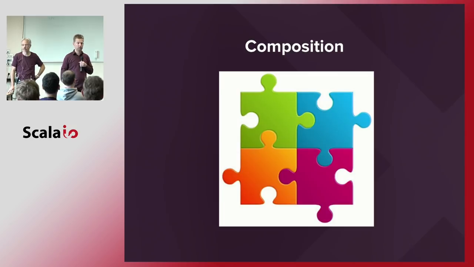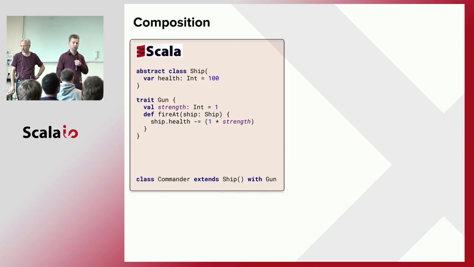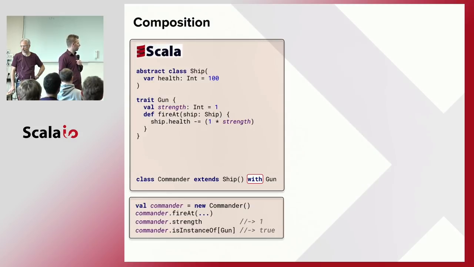Yes. So composition. Next to doing inheritance, you also have a different way to inherit behavior. You can do composition. In Scala, we do this using traits or mixins. Here we define a ship and a gun, right? And at the bottom, we're trying to create a commander gunship, and we can mix it in using the with keyword. Here we can use it then. We have our commander, which we can then call all the methods on, all the behavior that was both in the class ship and in the trait gun.